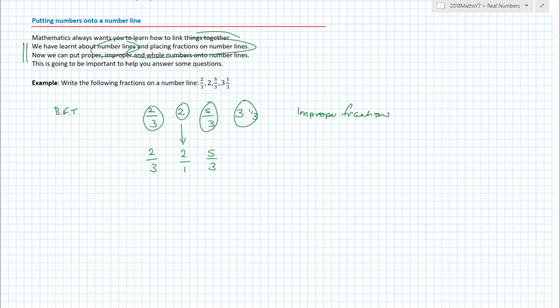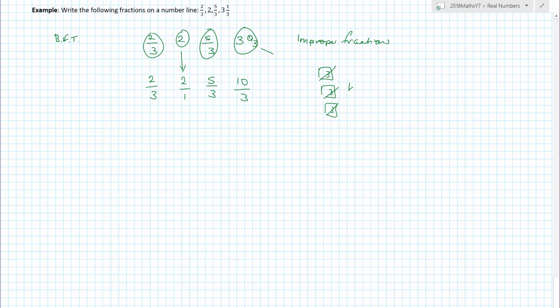And now 3 and 1/3. If we remember the bottom number, this 3 tells me that I've got 1, 2, 3 whole boxes with 3 in each, and I've got this 1 left over. So 3, 6, 9, 10. So 10 on 3. Now you might turn around and go, well, okay, I've got all the information I need now, but sadly not. To be able to put these on a number line, we need all the numbers to have the same bottom. So 2/3, 5/3, and 10/3, all awesome. Thank you very much, very helpful, great.